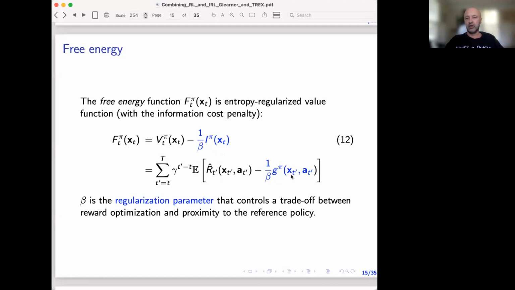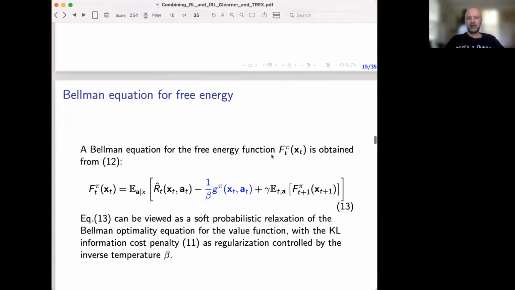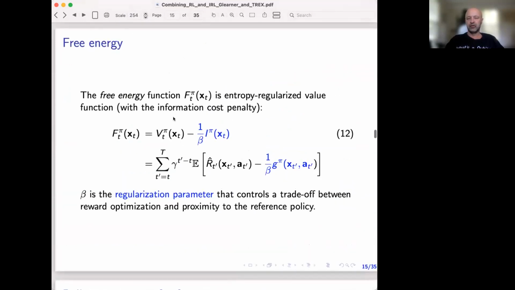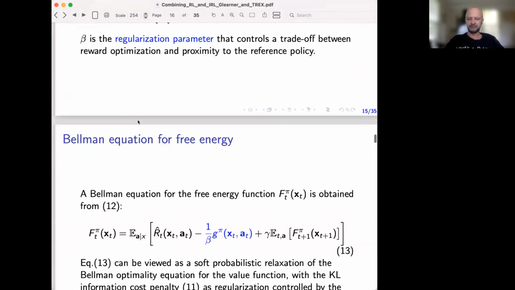However, our reward is now modified by this regularizer term, right? Where beta is a regularization parameter, which essentially controls a trade-off between the original task of maximization of rewards and the second task of keeping proximity to the reference policy, which is expressed by this term. All right, so now we can essentially follow all the steps of deriving the original Bellman optimality equation, but now formulated in terms of this free energy function.